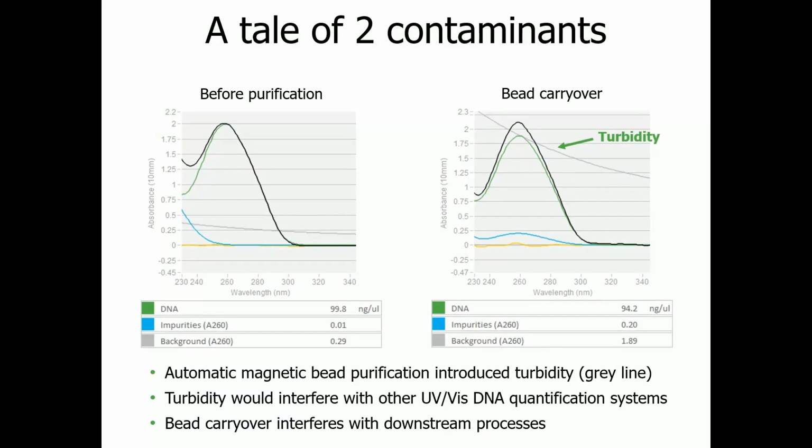Concentrations before and after by Unmix were pretty similar, but the sample had significantly higher turbidity after purification, shown by that gray line in the graph on the right. The most likely source of this turbidity was bead carryover from the purification. Bead carryover can interfere with PCR, it can interfere with library ligation, and can actually cause sequencing failures of genomic DNA.